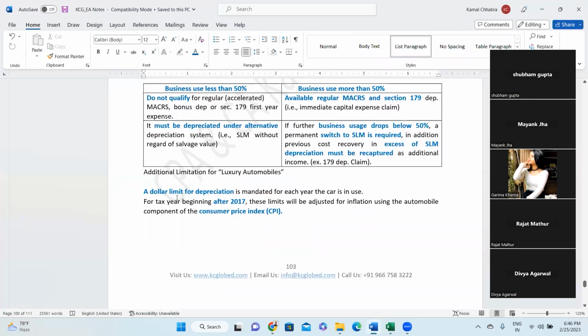So that is called recapture. That means when you have taken additional benefit of depreciation earlier, you now need to add it back to the income and pay taxes.